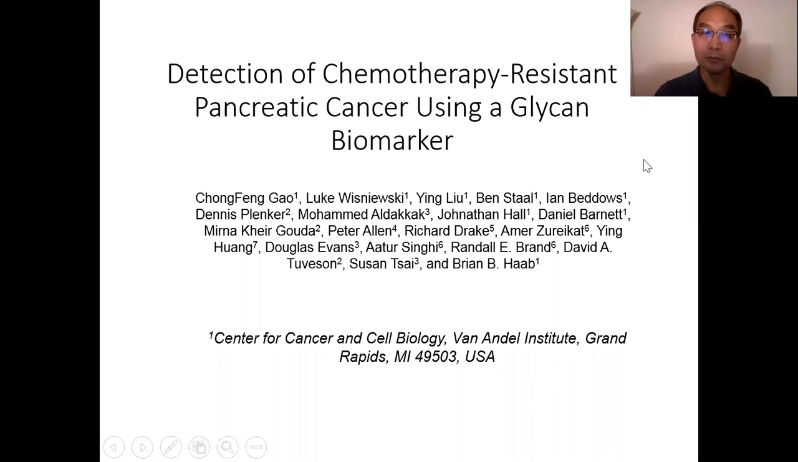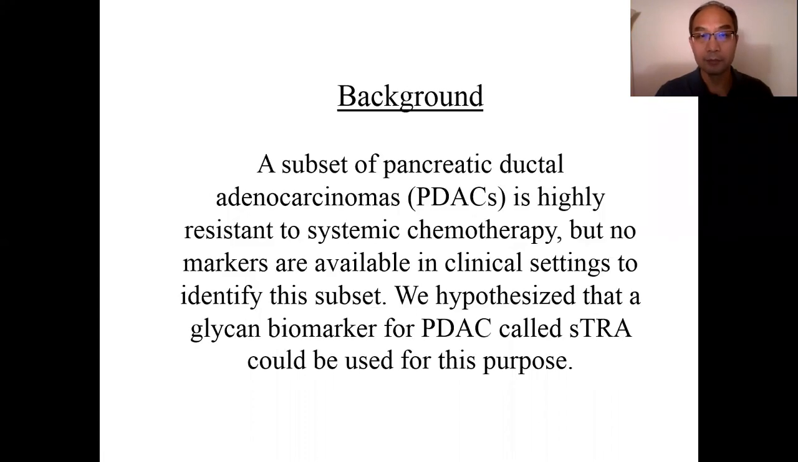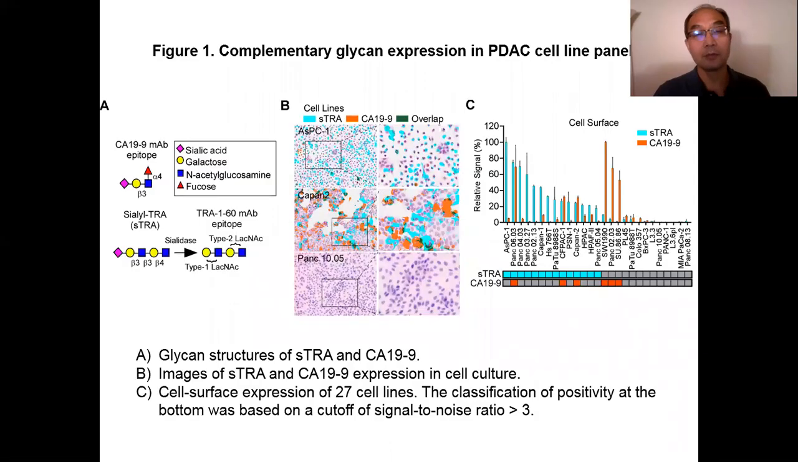Welcome to my presentation, the detection of chemotherapy-resistant pancreatic cancer using a Glycan biomarker. A subset of PDAC is highly resistant to systemic chemotherapy, but no markers are available in clinical setting to identify this subset. We hypothesized that a Glycan biomarker called STRA could be used for this purpose.